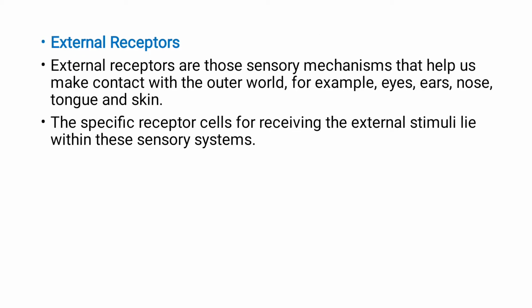External receptors are those sensory mechanisms which help us to see and perceive the external environment. For example, your eyes, ears, nose, tongue and skin. Through eyes, vision. Ears, hearing. Nose, smell. Tongue is for taste, and skin is for touch, pressure, feeling hot or cold, pain sensation, everything. The specific receptor cells are present in the sense organs, in the eyes, nose, tongue, skin, ears, everywhere; special sensory receptor cells are placed in the sense organs.